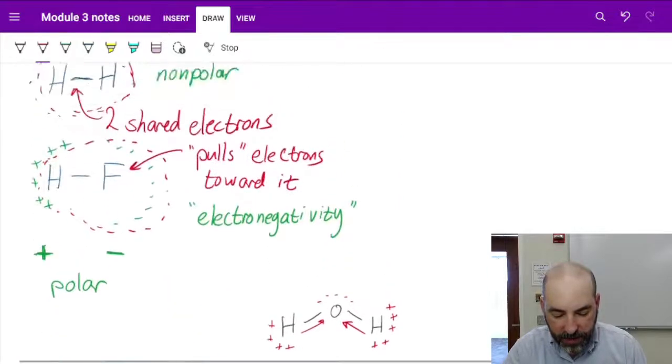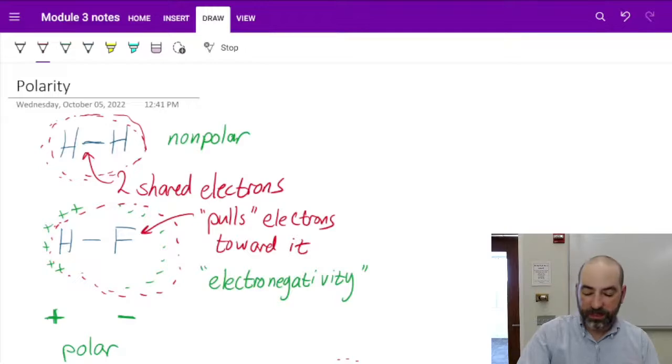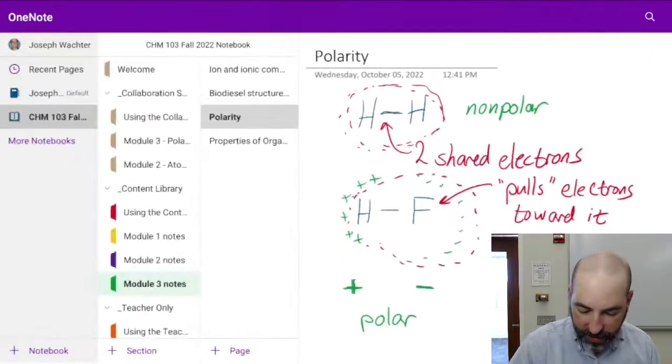All right. So that's kind of some basic terms. I don't want to get too into all the different types of interactions here because that's what this next document is for. So let's take a look at that.